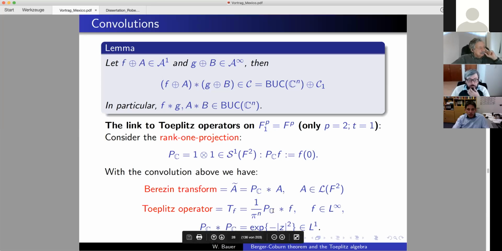On the other hand, if I take that rank 1 operator and take the convolution in the above sense with an L infinity function, then up to this factor here, the result, which is an operator, will be just the Toeplitz operator. And here's what you obtain if you take a convolution between these two rank 1 projections: you get a function, it's just that Gaussian function here. And that connects somehow to Toeplitz operators.